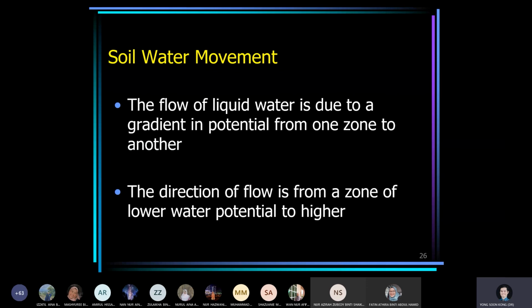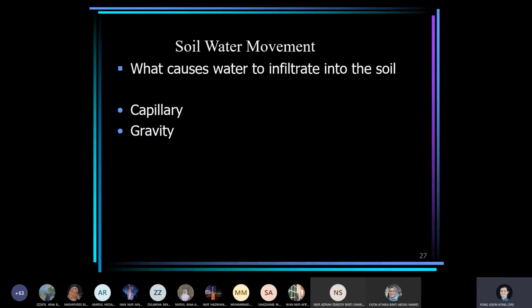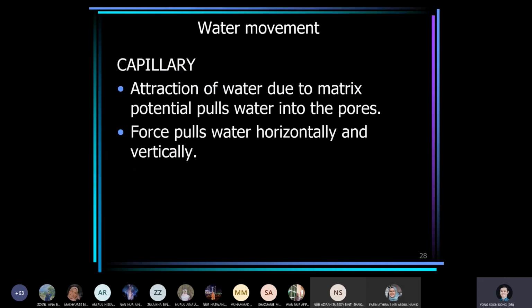However, after this, we're going to talk a little bit more on the capillary force. There are two main forces that we're going to talk about here: capillary force and also gravity. Like I told you, gravity moves down. Capillary force, it depends. It can move up, down, sideways, left or right. It is possible under capillary force. Now, how can the capillary force move water?